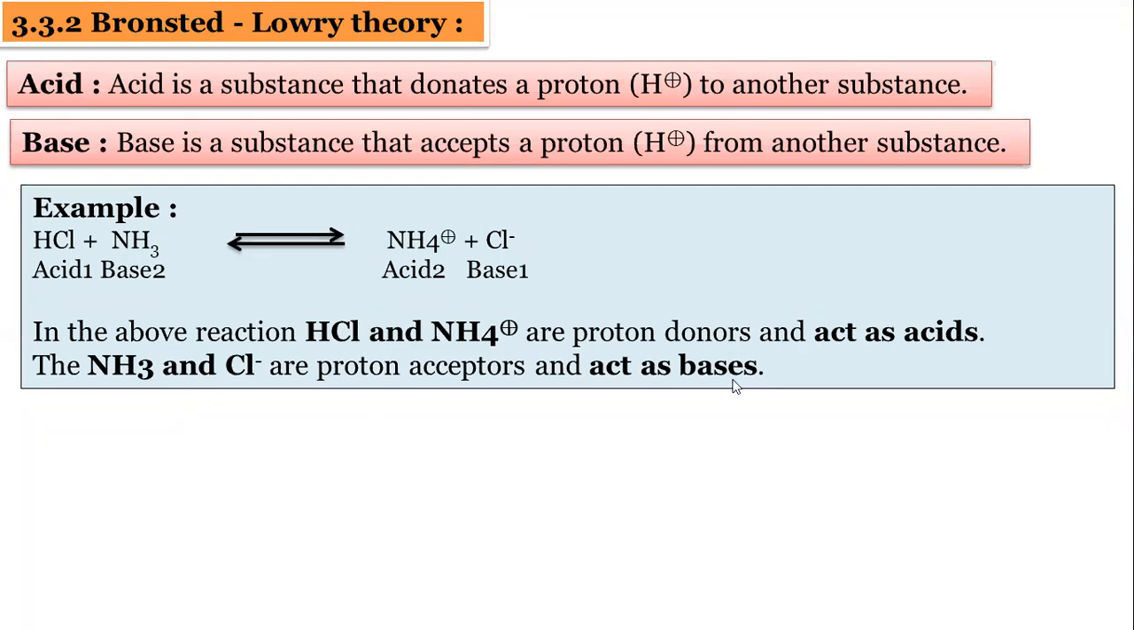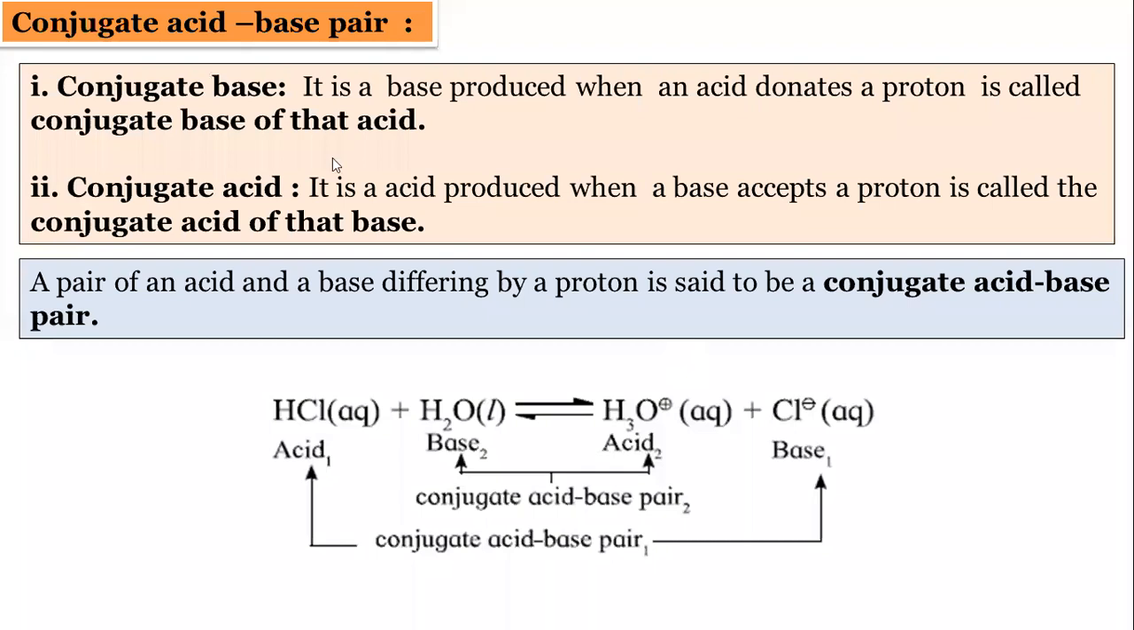This is actually acid 1, base 1, base 2, acid 2. This is called a conjugate base. So I will explain what is meant by a conjugate acid base pair.